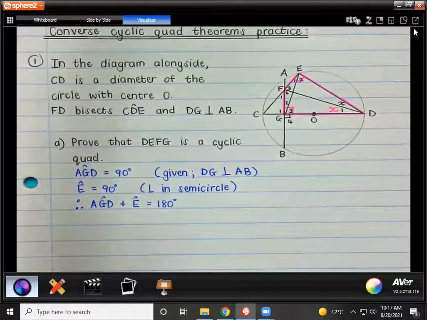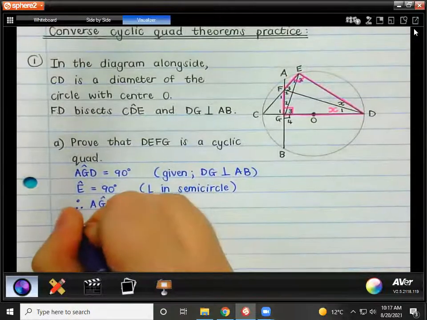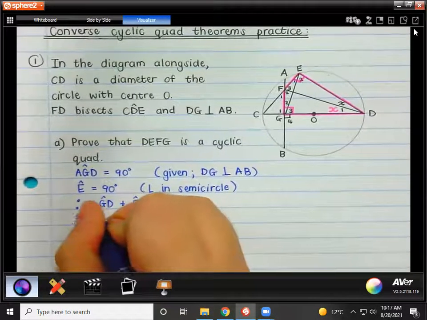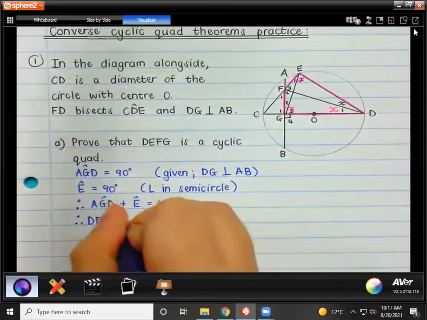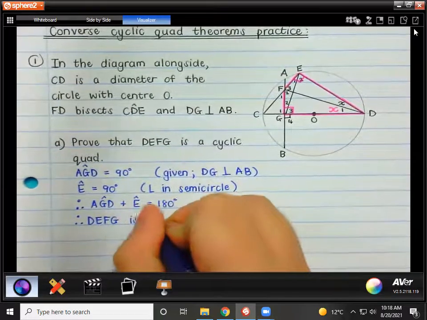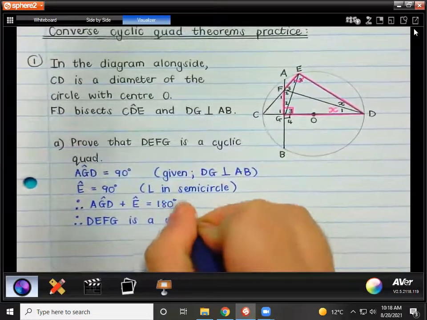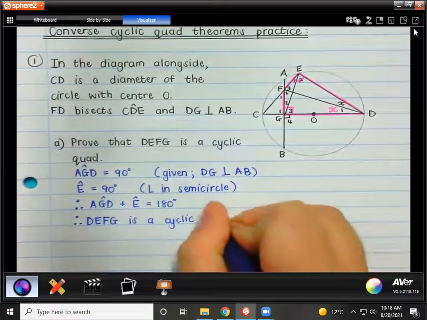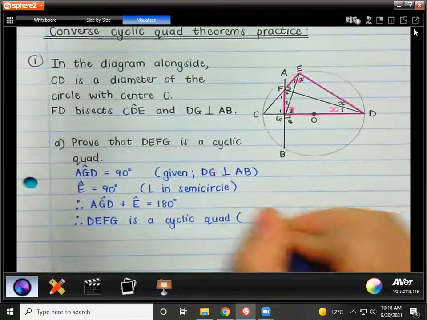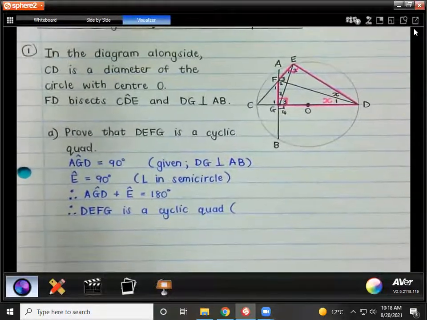So you have to prove to the marker that you understand that it's actually the sum of the two that must equal 180. Because if the one was 70 and the other one was 110, it also would have worked. All right? As long as the sum is 180. Therefore, DEFG is a cyclic quad. And now we're going to use a converse reason.